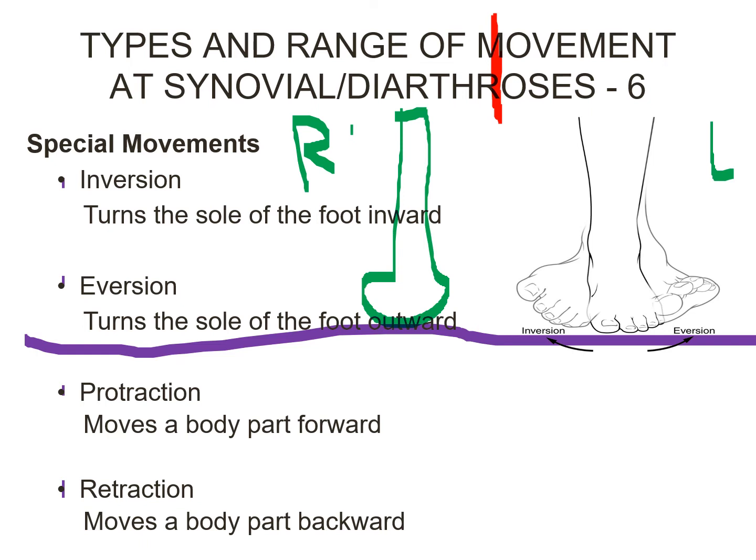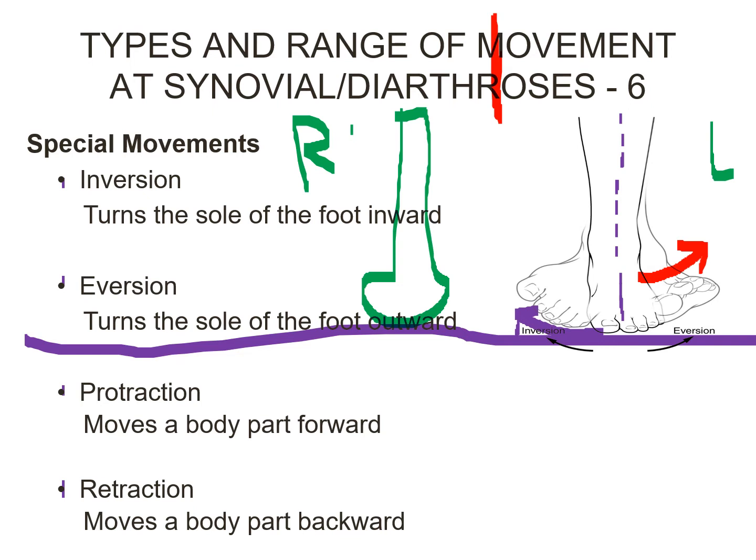So inversion is turning the sole of the foot inward, or medially, towards the midline. You can see how the person's foot is in the middle here, and then as they turn it inward, kind of like if you roll your ankle, if you step off the sidewalk funny, that would be inversion. Eversion, a little harder to do. That's where the sole of your foot goes laterally, or outward, away from the midline.